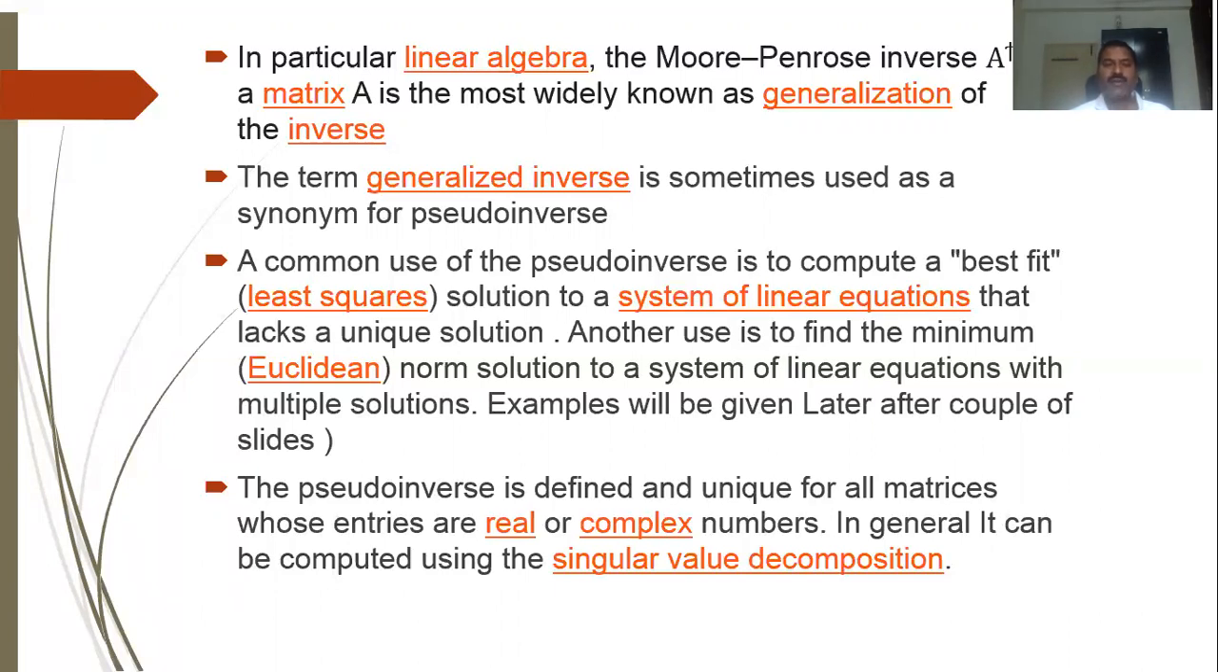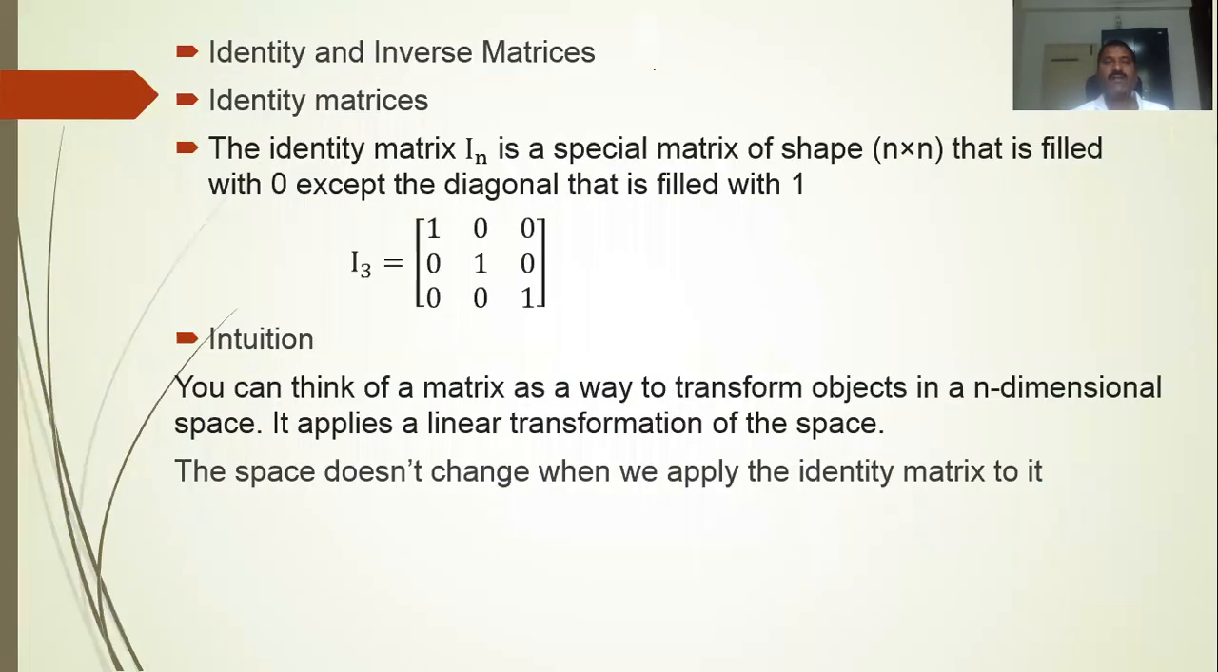But anyhow, we'll see how to find the inverse if it has full rank. The general technique is singular value decomposition. What is an identity matrix? An identity matrix is a square matrix with all the diagonal elements equal to 1 and non-diagonal elements equal to 0. A matrix defines a linear transformation. When you apply an identity transformation, the space doesn't change. It goes into the same space.